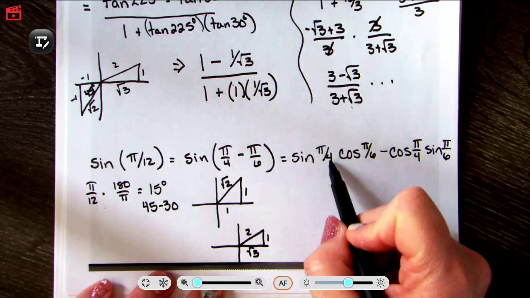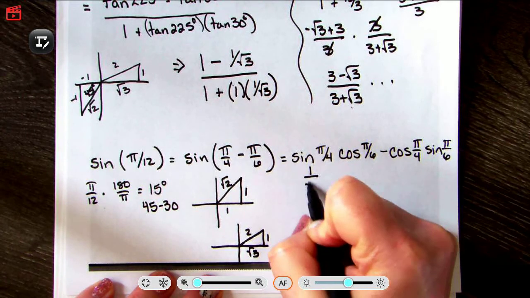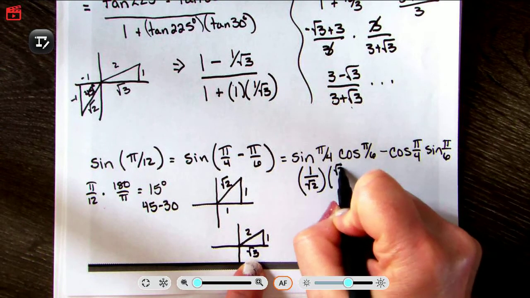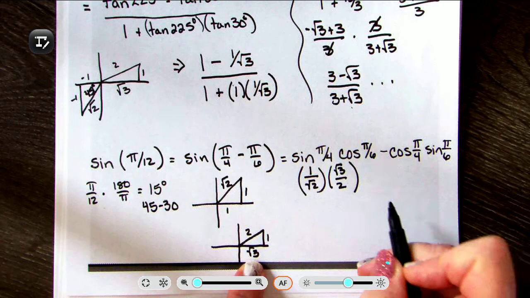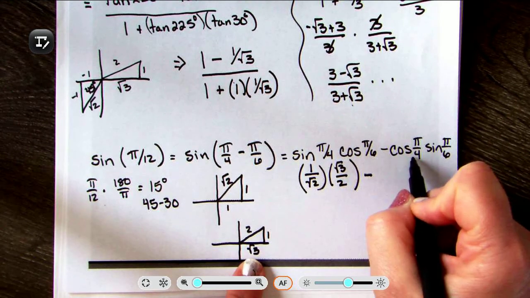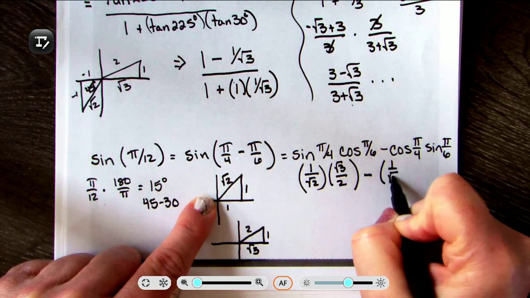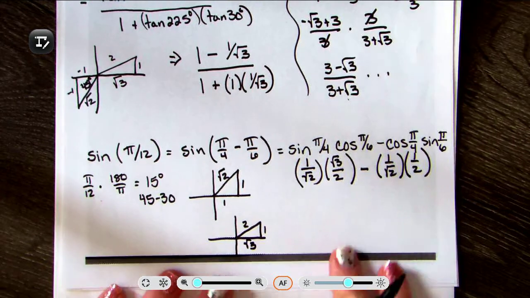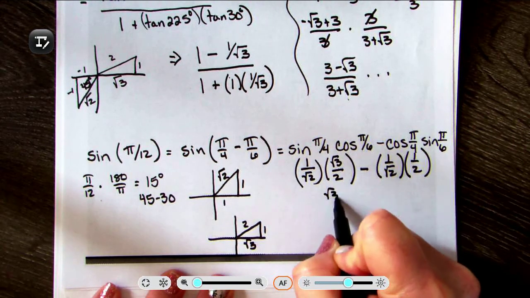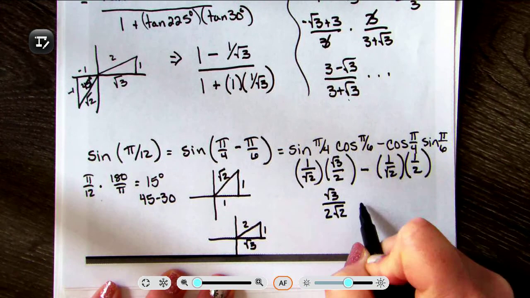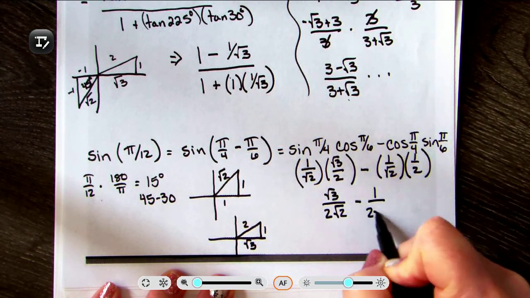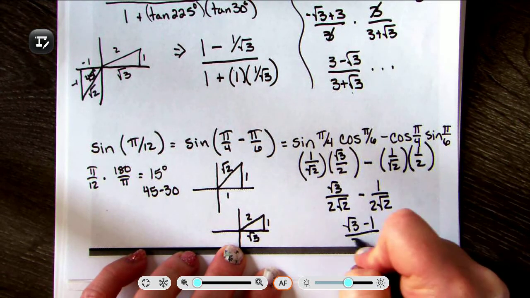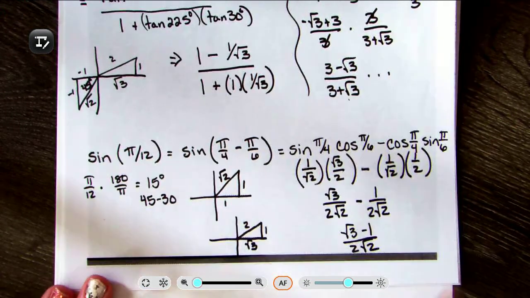So the sine of pi over 4 is 1 over the square root of 2. Cosine of pi over 6 is going to be the square root of 3 over 2, minus cosine of pi over 4, 1 over the square root of 2, times the sine of pi over 6, which is 1/2. Multiplying here, I get the square root of 3, and I'm not going to rationalize this one because I believe you guys could if you needed to, but combining, square root of 3 minus 1 over 2 root 2, and you could rationalize if needed.